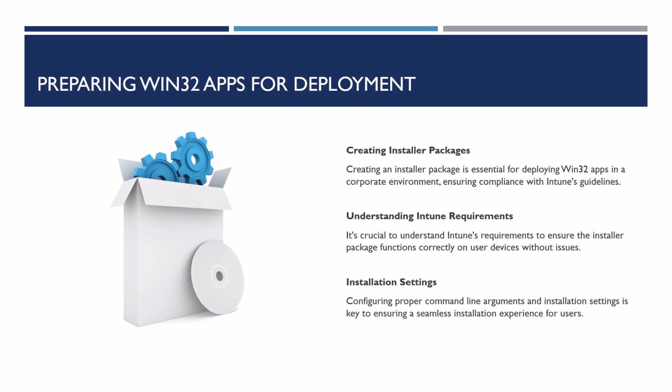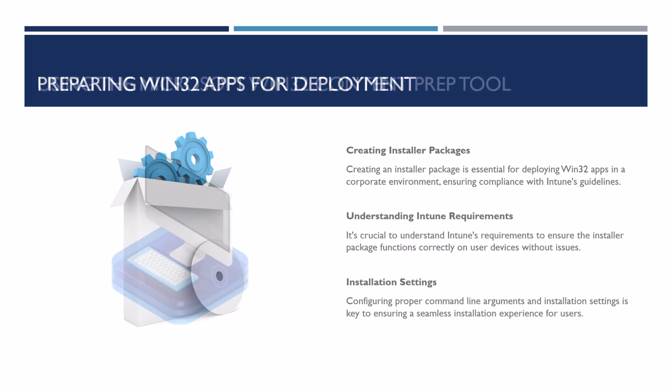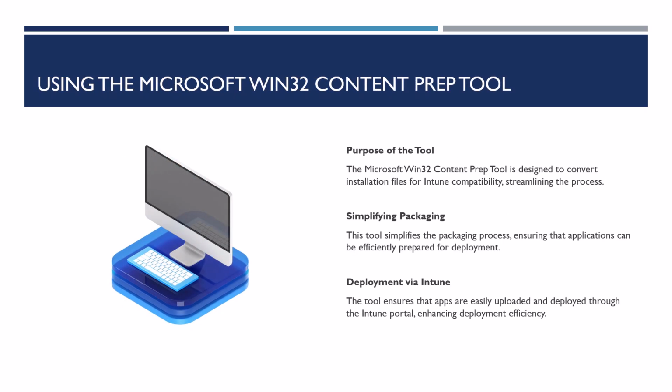For third-party applications, packages are either downloaded from the internet or provided by the vendor themselves. Once Intune administrators receive the package, that's where you must prepare the app using the Microsoft Win32 Content Prep tool. This tool is essential for converting installation files into a format compatible with Intune. It simplifies the packaging process and ensures that the app can be easily uploaded and deployed via the Intune portal.